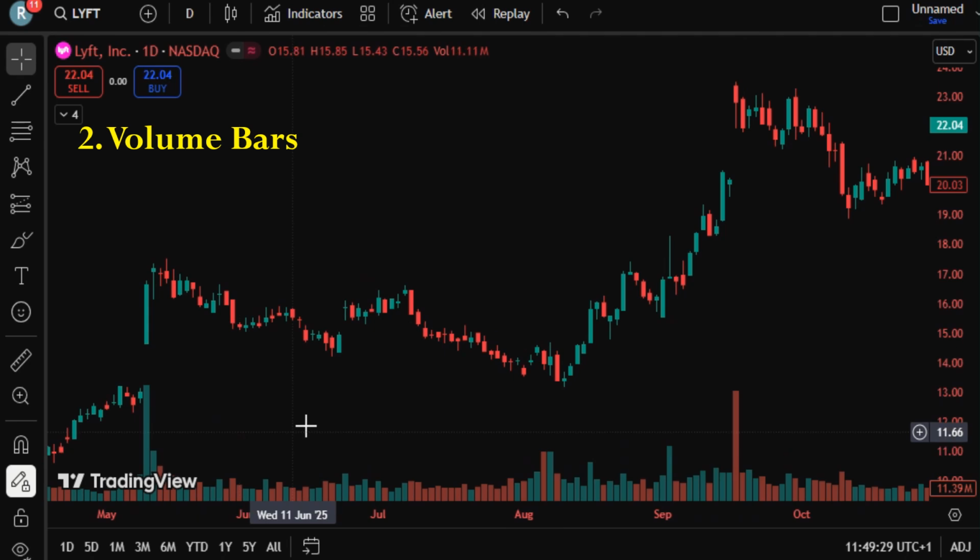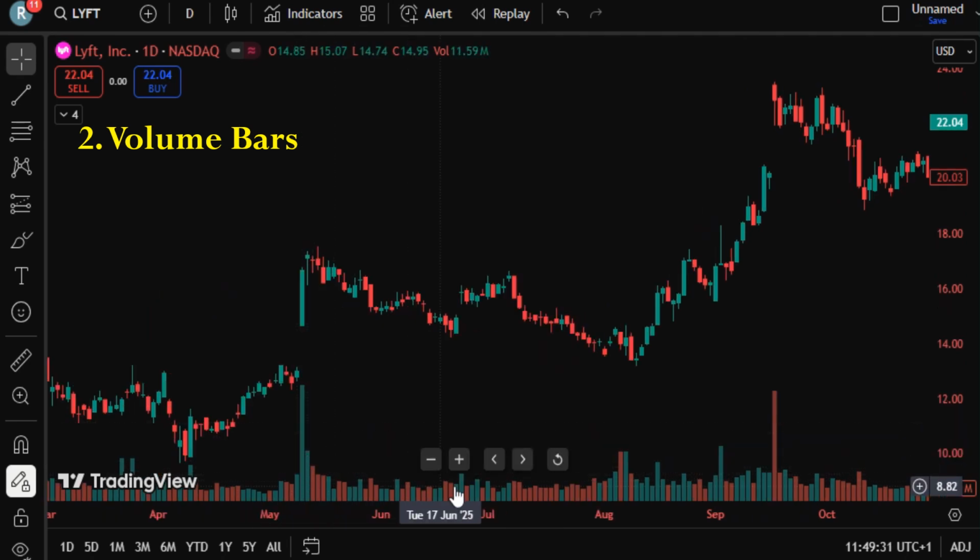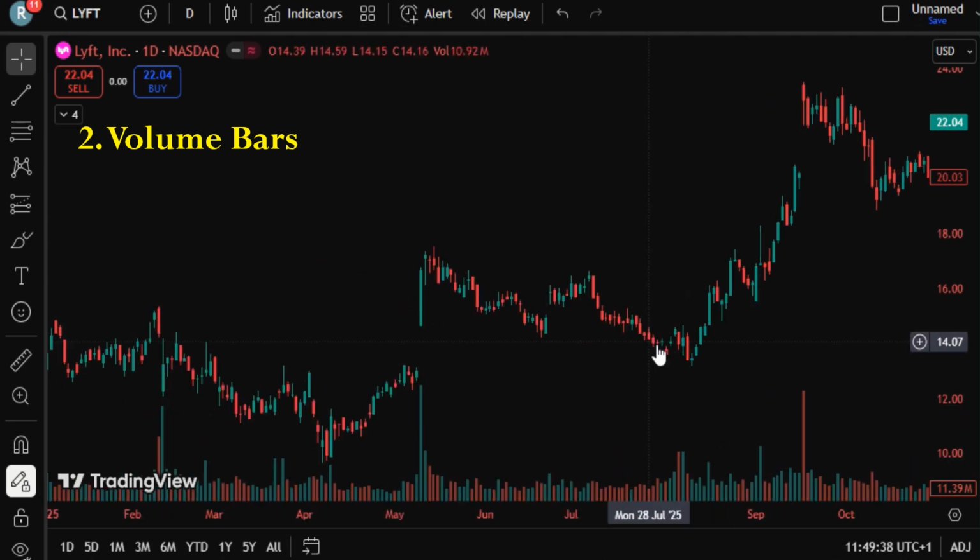So this green and red histogram bars at the bottom here, that's volume. The volume bar indicator is often overlooked, and at first it may seem like it's not needed on your chart. But if you learn to use it correctly, it can give you the extra confirmation you need to take trades with confidence.